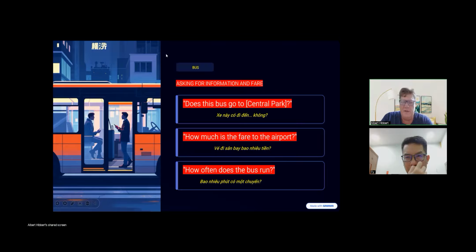Okay, so these are phrases that you can use when you ask for information and the fare. If you're getting onto a bus at the pickup point, you can ask the driver of the bus, does the bus go to Noi Bai Airport? How much is the fare to the airport? And how often does the bus run? Then the driver can tell you the bus runs daily, every hour around the clock.